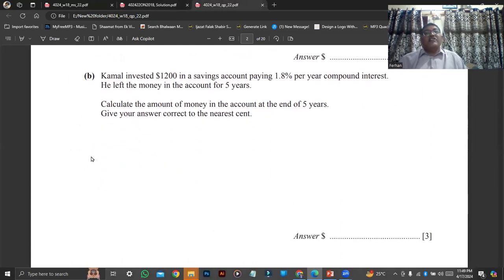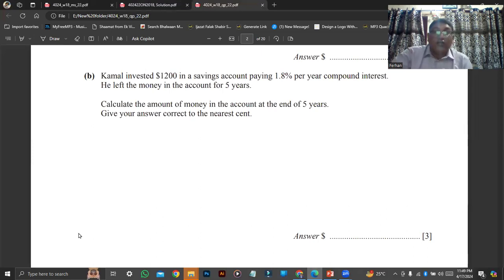So question number 1, B part. It says Kamal invested $1,200 in a savings account, paying 1.8% per year compound interest. He left the money in the account for 5 years. Calculate the amount of money in the account at the end of 5 years. Give your answer correct to the nearest cent. Okay, so it's a 3 marks question.